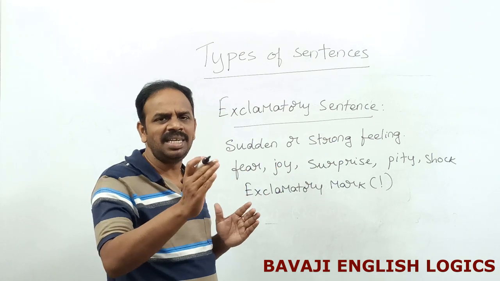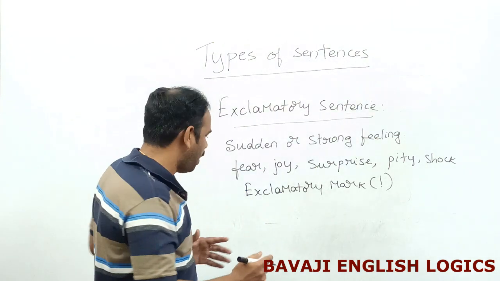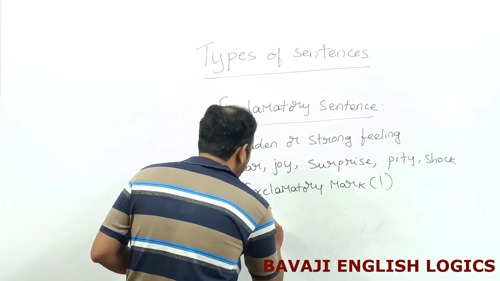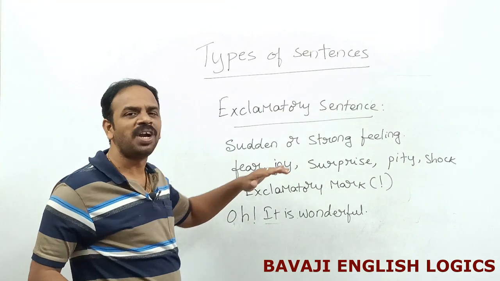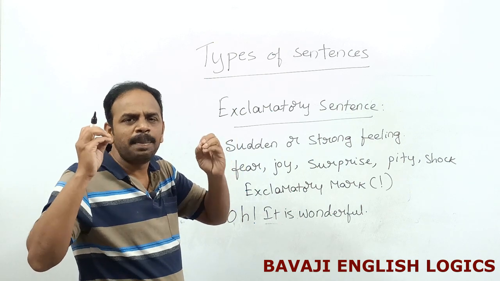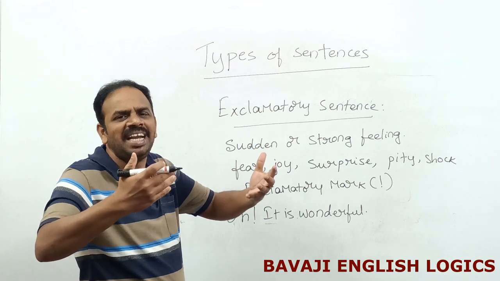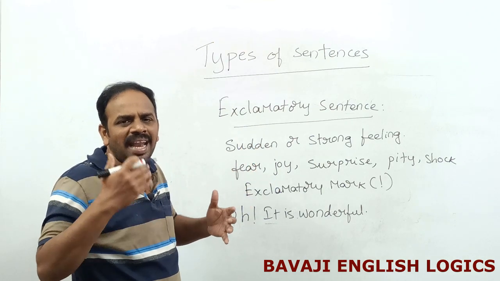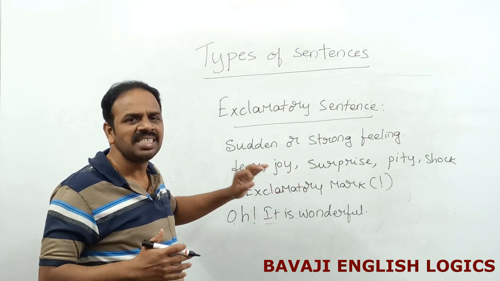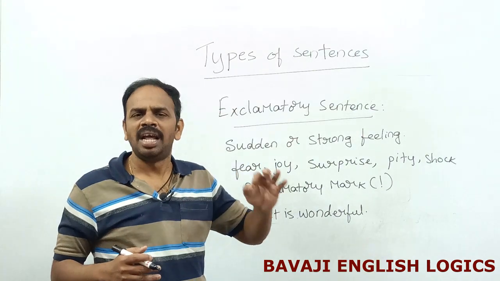Example: oh, it is wonderful! When we see a thing or a place really looking wonderful, we express a sudden feeling of excitement. That is what we call an exclamatory sentence. So these are the different types of sentences we have in the English language.